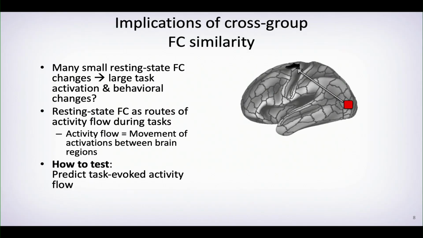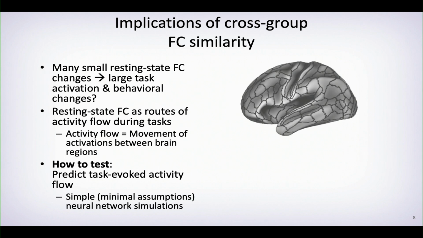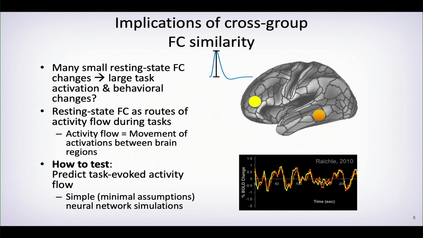So how do we test this? We developed a predictive model. The idea is that we're going to use this kind of idea to predict task-evoked activity flow. You can think of this as simple, minimal assumption neural network simulations. So to illustrate, you could have this particular brain region. In our case, we're looking with fMRI, so you see this amplitude change that we're interested in. And in separate data, we find during resting state that there's a high correlation with this orange region. And that tells us something about how connected they might be and how activity might flow between them.